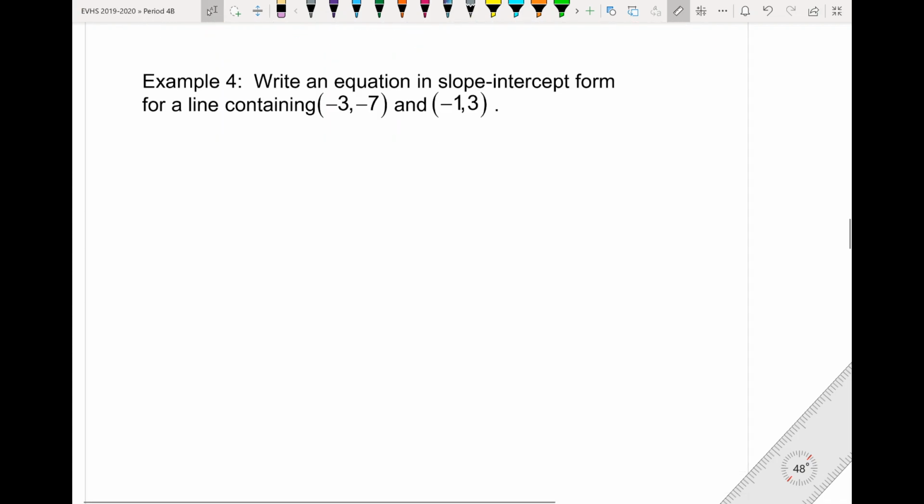All right. 4, write an equation in slope-intercept. Now, slope-intercept means y equals mx plus b. Well, actually, I take it back. On y'all's paper, does it say slope-intercept or point slope?